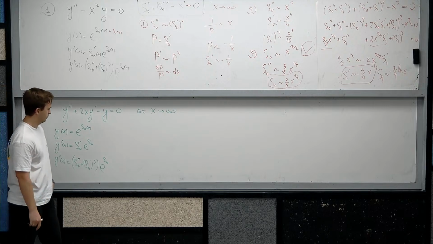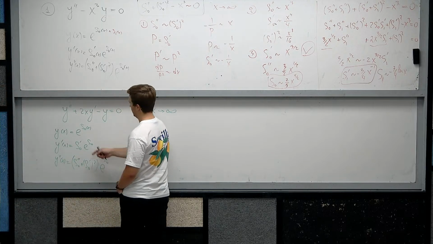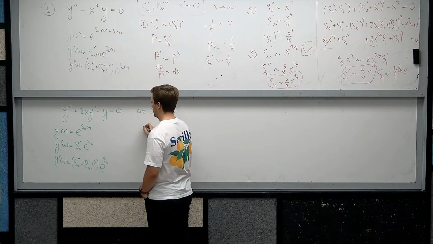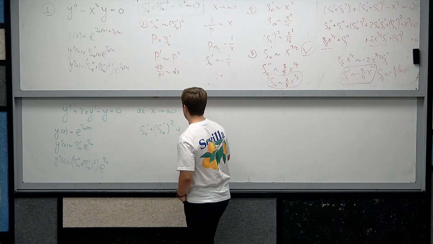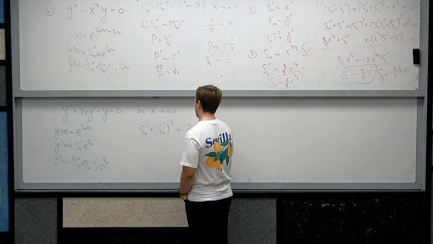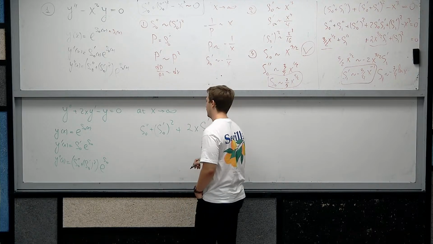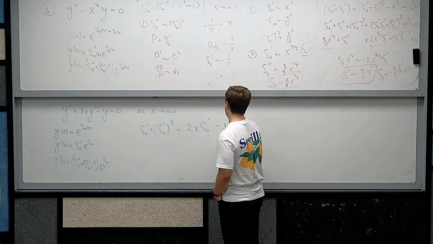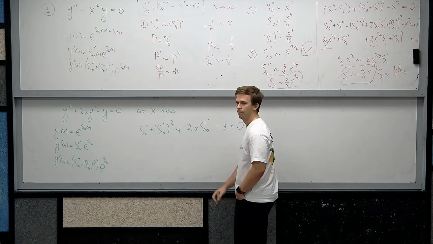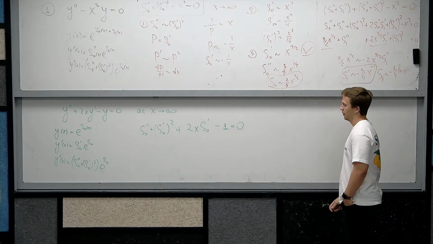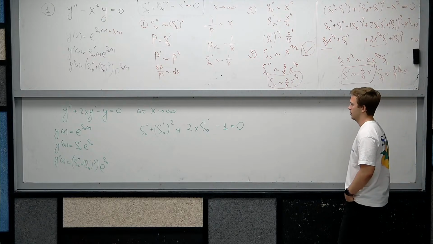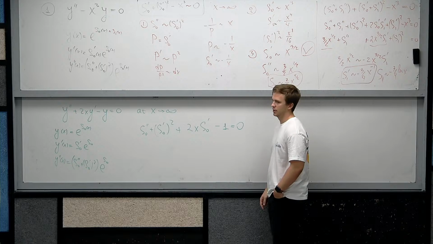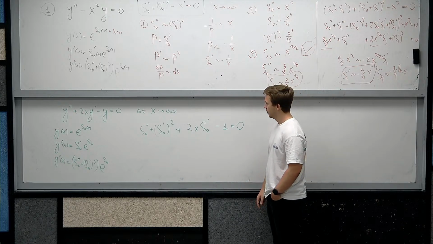So when we plug this into the equation, we will get S naught double prime plus S naught prime squared plus 2x S naught prime minus 1. And again, the same, we need to find the terms that balance each other. Okay. So what do you think?